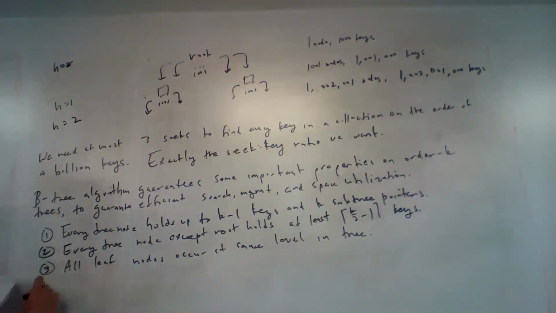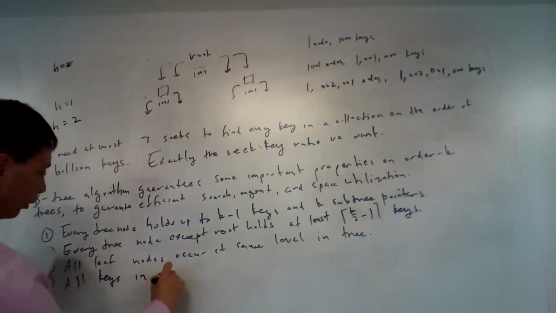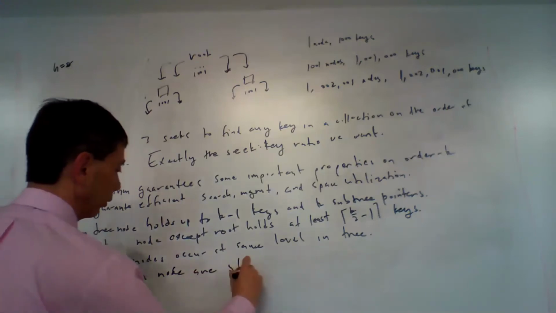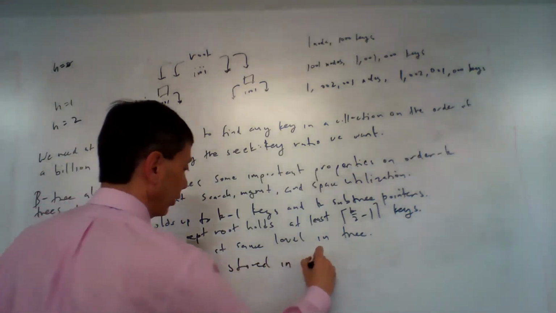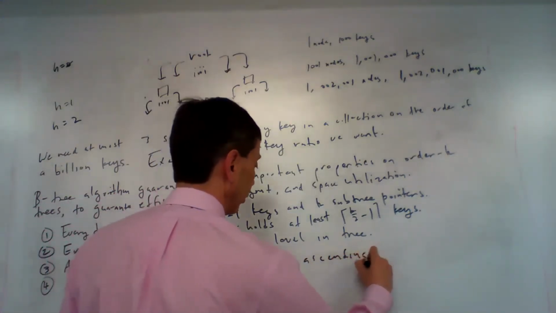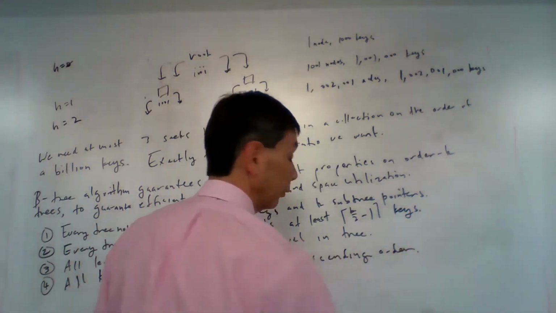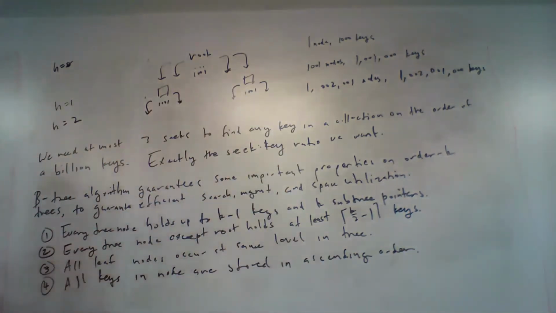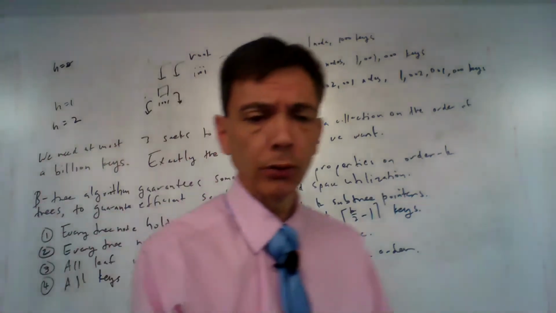Finally, and this is just another property, all keys in a node are stored in ascending order. That's just something that you have to guarantee, otherwise the B-tree algorithm won't work. So, okay.